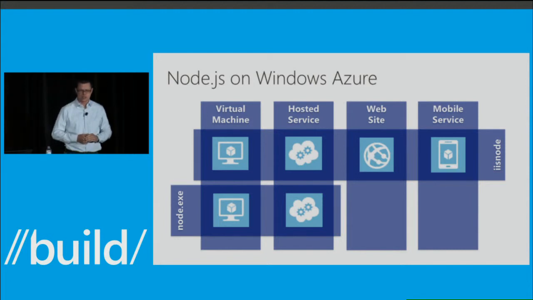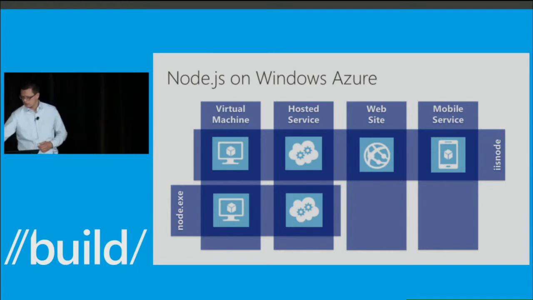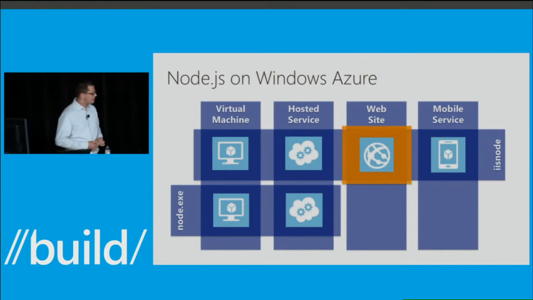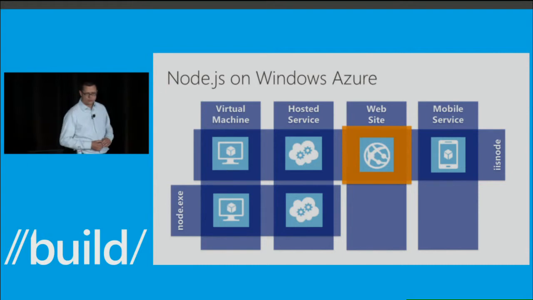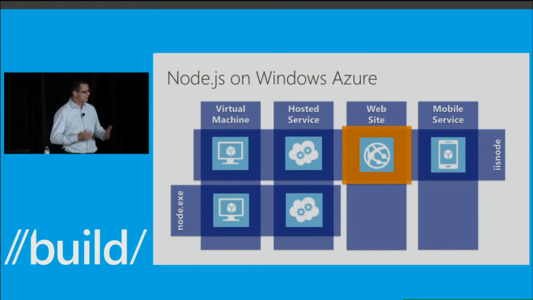Of course, using IIS Node on virtual machines requires that you establish a Windows-based virtual machine, simply because IIS does not support other platforms. IIS Node is also the only mechanism you can use when running Node.js applications either on Windows Azure websites or Windows Azure Mobile Services. And for the rest of this presentation, I'm going to focus on Windows Azure websites simply because it provides the most streamlined experience for developers to start running Node.js code in Windows Azure.